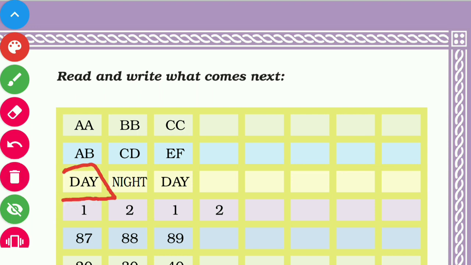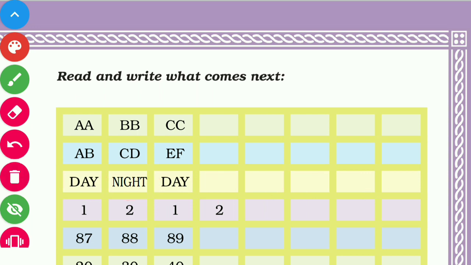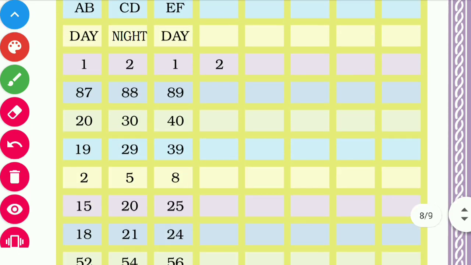Now next one. Day, night. Day, night. Next. 1 2 1 2 1 2. Next. See, now these are numbers you have to calculate here. How many are missing and how many you are adding or subtracting. Okay, adding or subtracting. So, next.